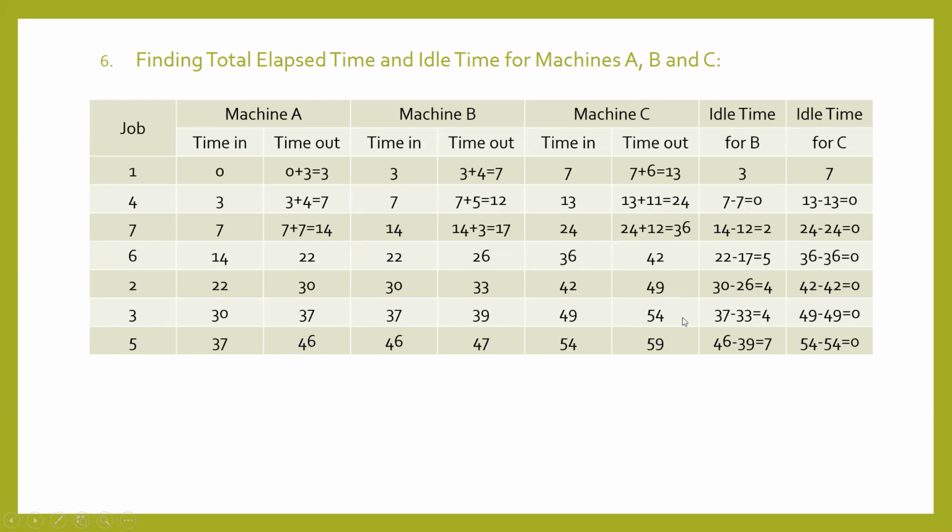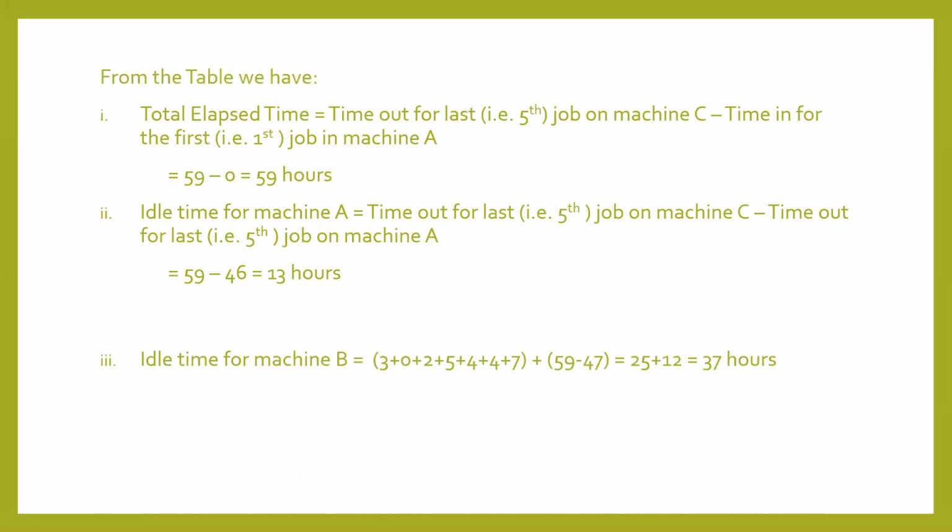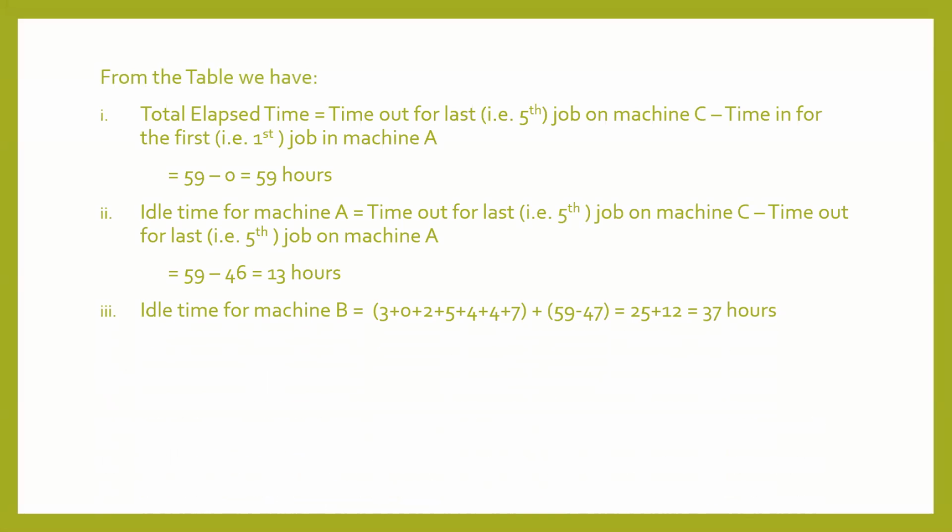On machine C, the last job gets completed at 59. So 59 minus 46 will be the idle time for machine A. Clear? So we get this calculation and we get 13 hours.